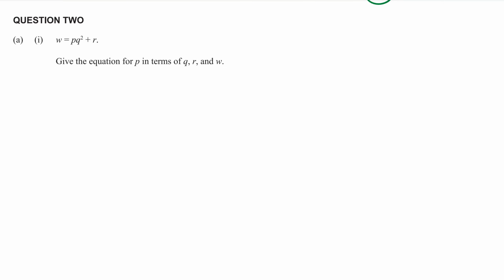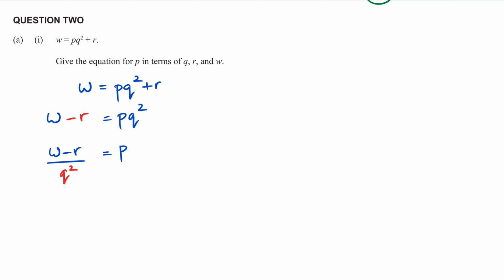All right, so question 2 here, what we have is your classic rearrange question. We've got W equals PQ squared plus R, and they want an equation for P. So what we're going to do is rearrange so that P is by itself. My first step is taking R to the left-hand side, which means it becomes minus R. And now this is equal to PQ squared. And of course, then I need to get rid of the Q squared, which means I'm going to get W minus R, and the whole thing is divided by Q squared. Nice and straightforward question for a beautiful Achieved. Okay, now let's go to part 2 of rearranging.